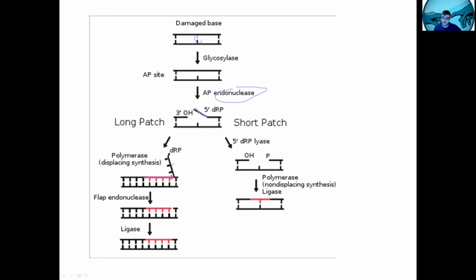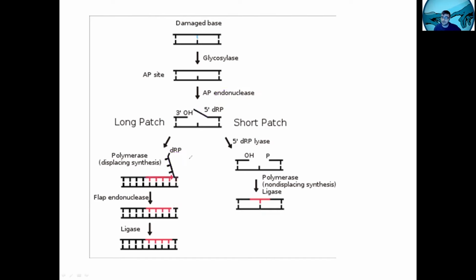You'll essentially have this where this flap is hanging, and this is synthesized. Then flap endonuclease will come in and get rid of the flap. So essentially all you're left with is this. Ligase comes and patches up this little hole right here, ligates it.